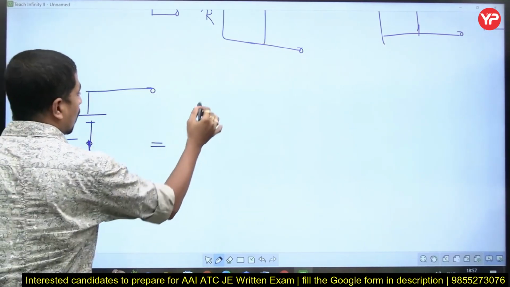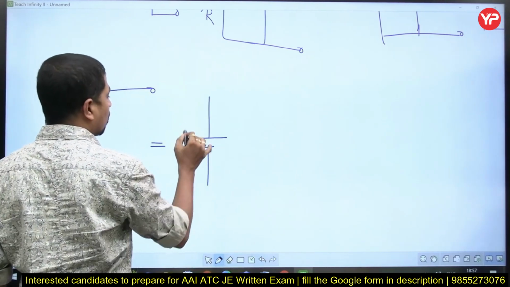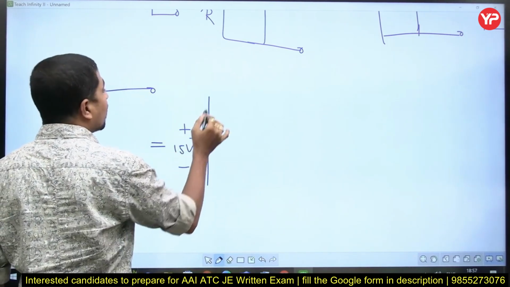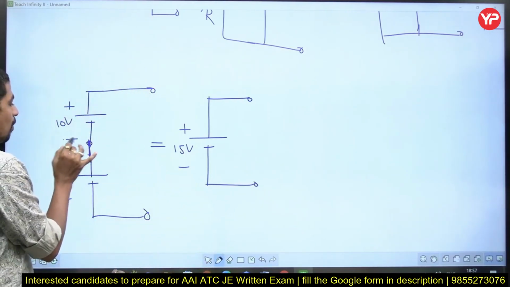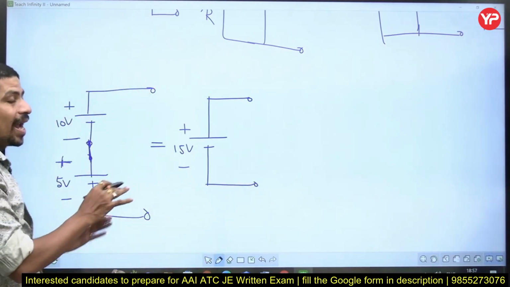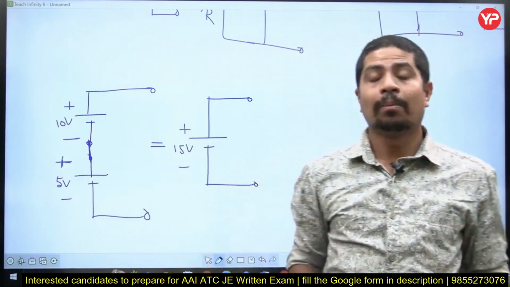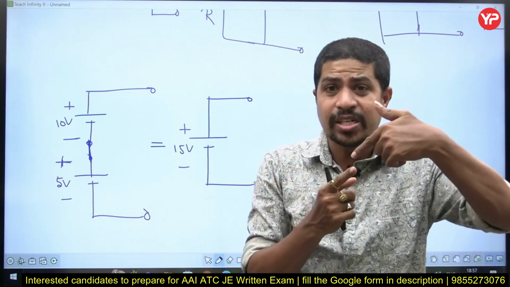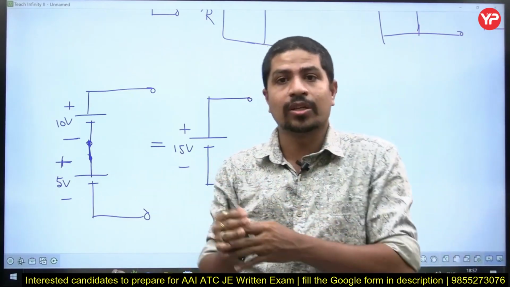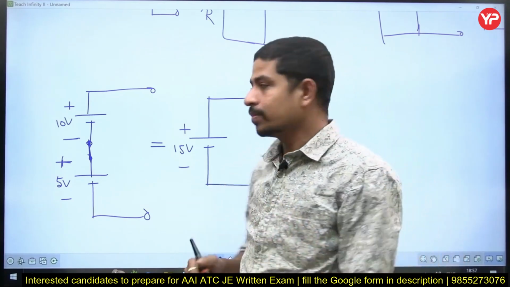Now this total will be 15 volts. Why is it 15, sir? Why did you not subtract it? Because the voltage source's minus is connected to plus, so both will be added. When opposite polarities are connected in series, the resultant will be the addition. When same polarities are connected in series, the result will be subtraction, right?